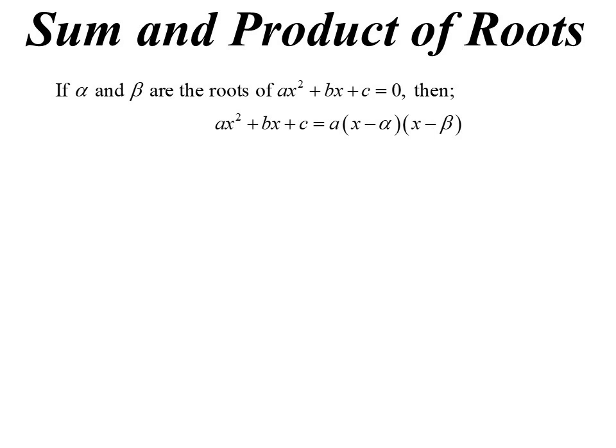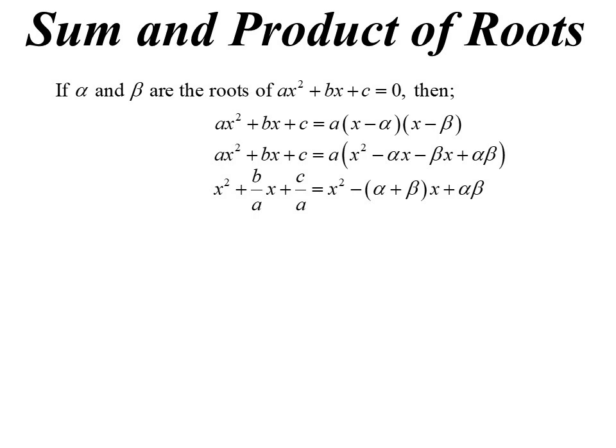So it would be x minus alpha, x minus beta, and of course there'd be some constant times that, and it must be a, because we need it to be ax squared. So that would be the factorisation. Well, if I was to expand the right-hand side out, and then collect some terms, I get this. Now I'm also going to divide both sides by a, so I make them monic.